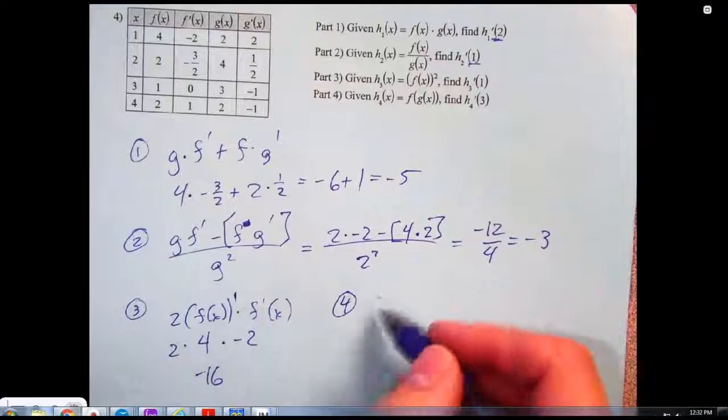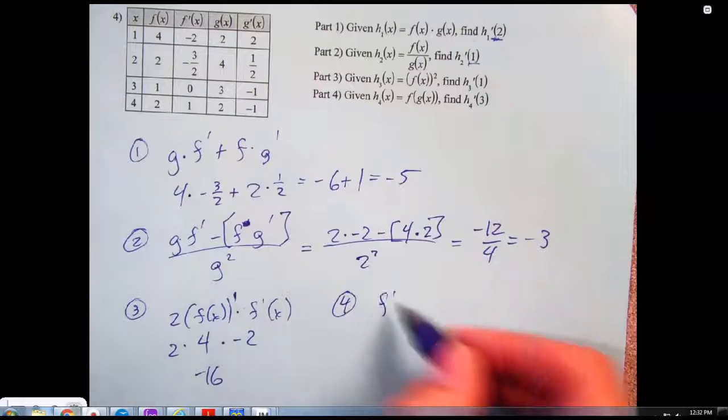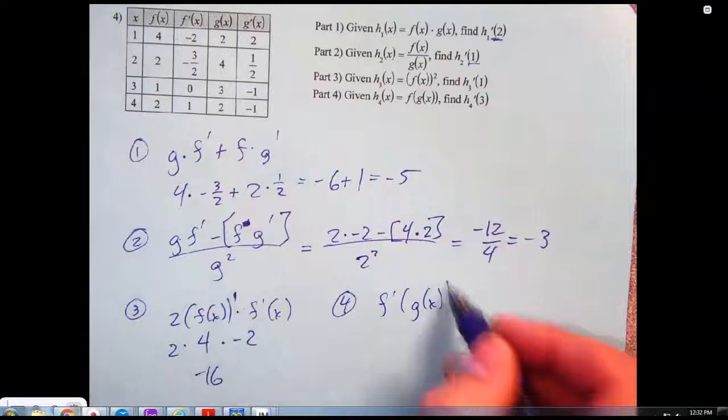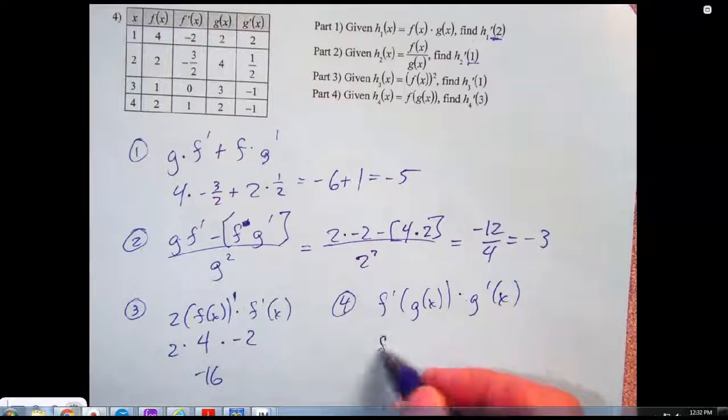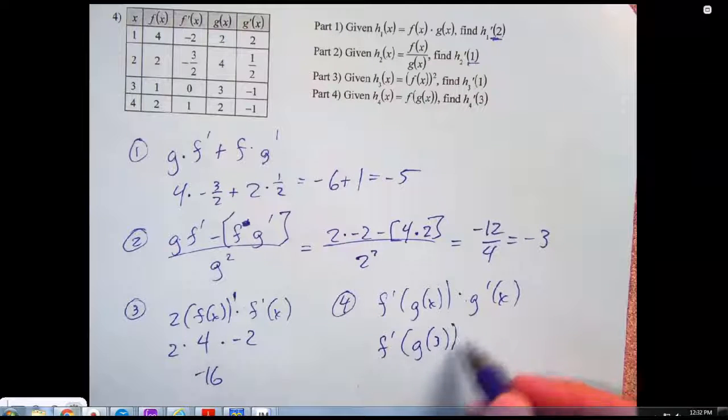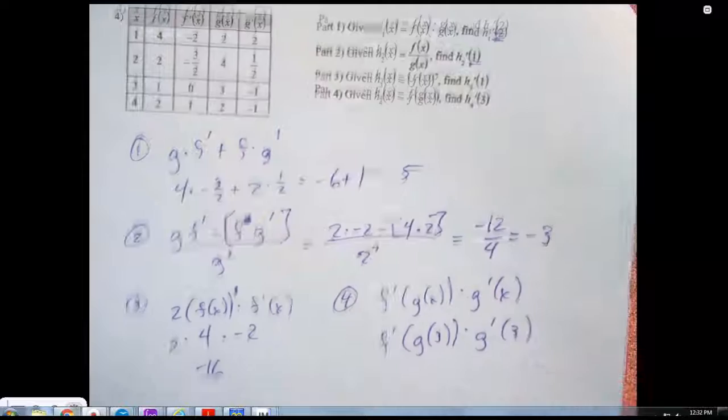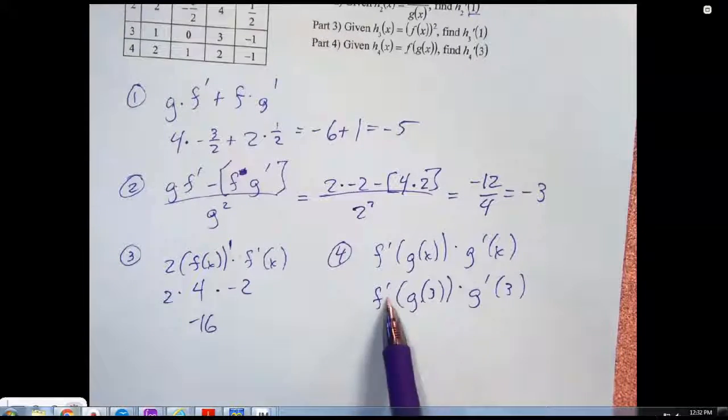Number 4, you take the derivative of the big guy, you leave the little guy alone, and then you multiply by the derivative of the little guy. So this becomes f prime of g of 3 times g prime of 3. And this is a composite. This is not a multiplication.